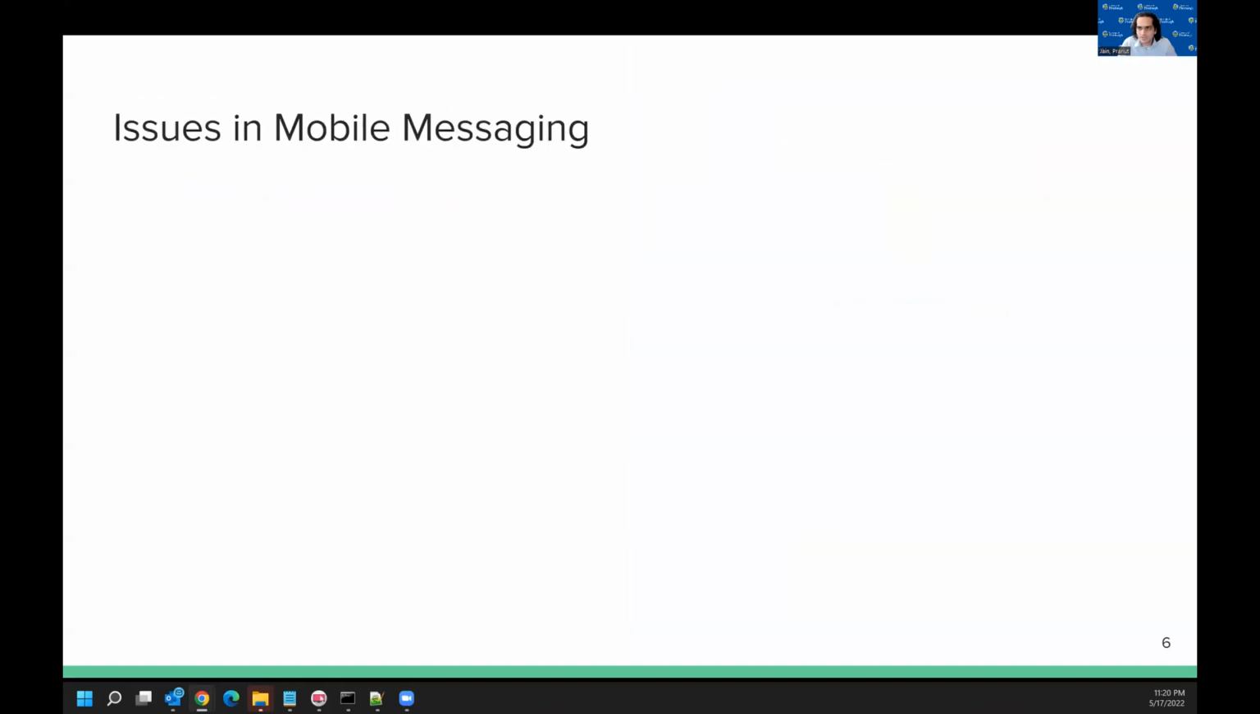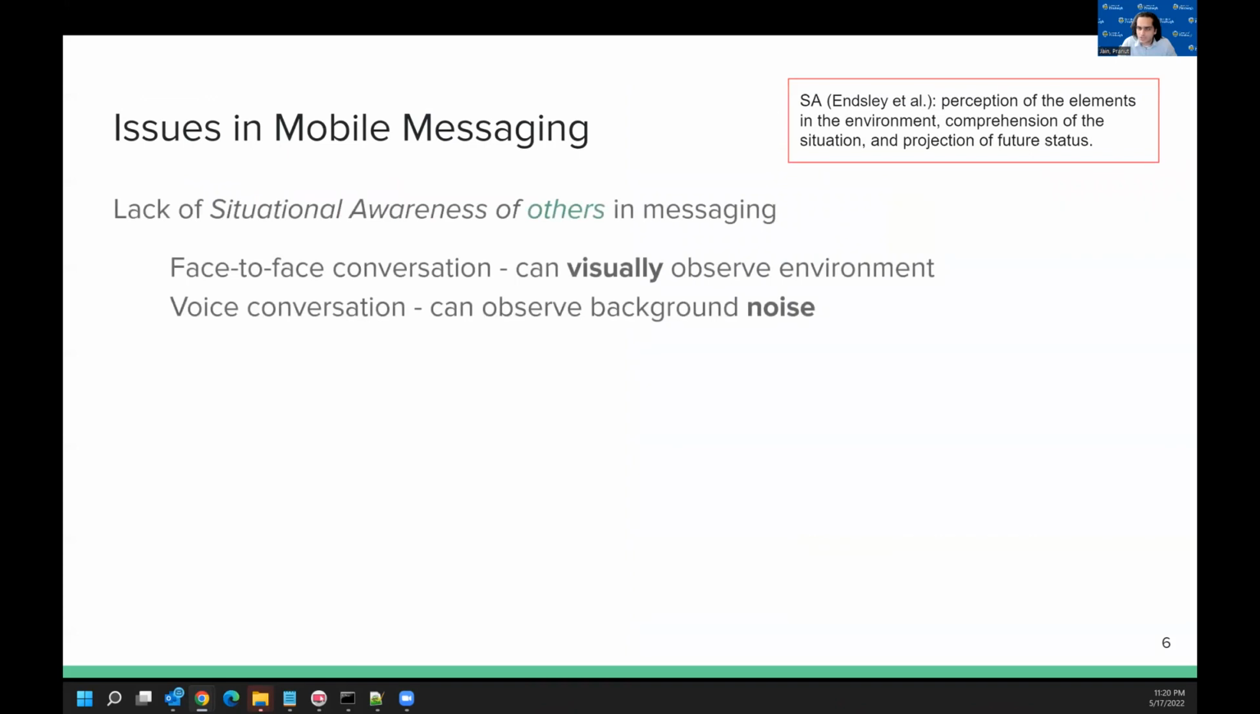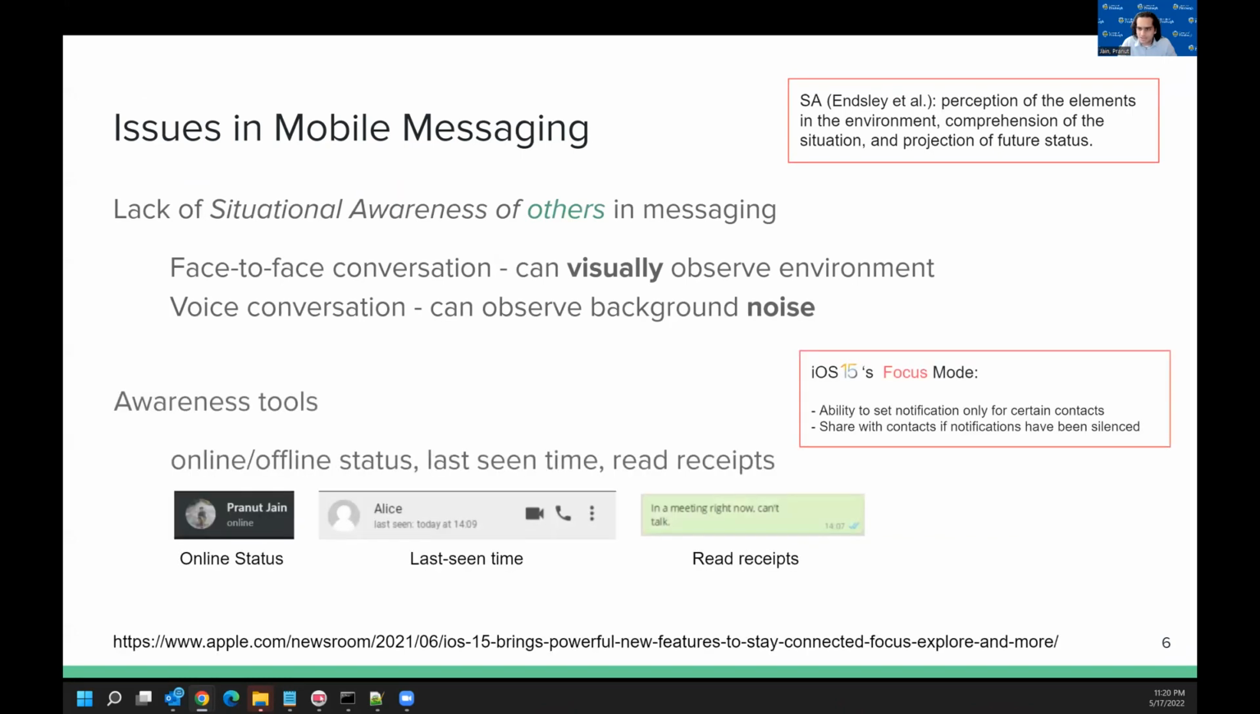The situation I described earlier points to the issue of situational awareness in messaging. In face-to-face conversations, people can visually observe each other's environments. And even for phone calls, one can observe background noise to make inferences about the other person's state. With mobile messaging, these cues are often missing. To compensate, messaging applications use awareness tools such as online-offline status, last seen time, read receipts, and more recently, iOS 15's focus mode.